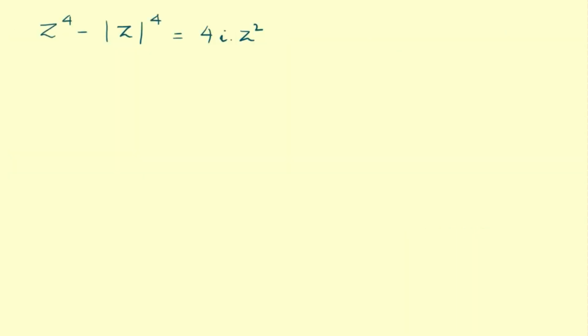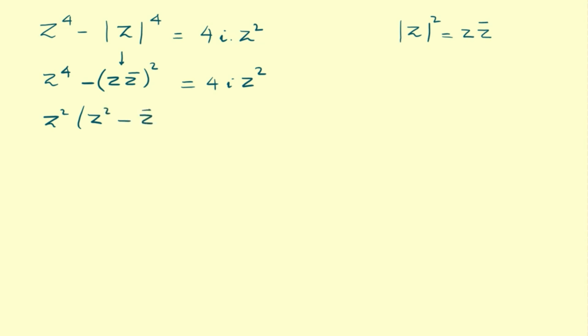Now here, first of all, we should be reminded of the property which is mod z square is equal to z into z conjugate. We are going to use this in place of mod z power 4, which is mod z square squared. So z z bar whole squared. Now the equation becomes like this, from which we can take z square common. So the left hand side becomes like that, and you have 4i z square in the right hand side. We collect the term of z square, and whatever is left is there inside the brackets. So you get something like this.